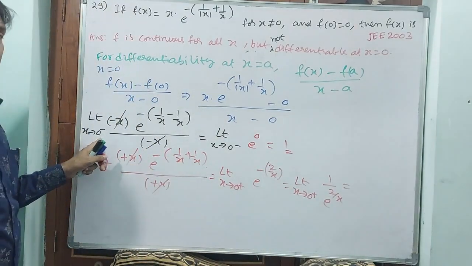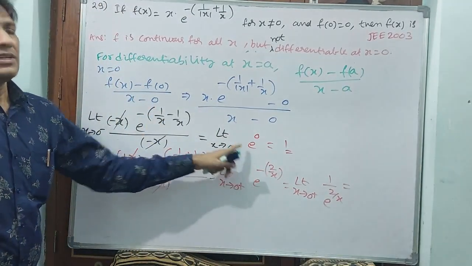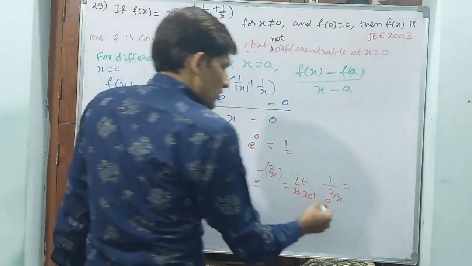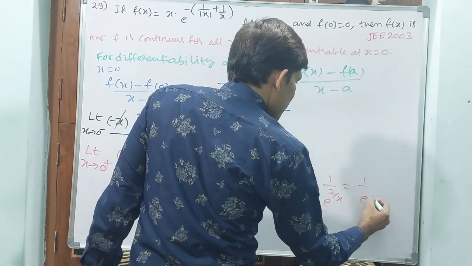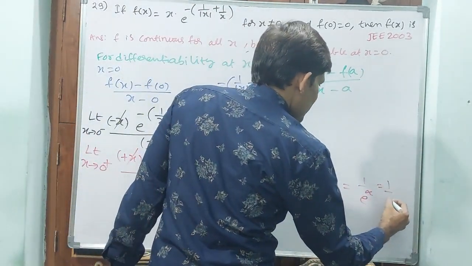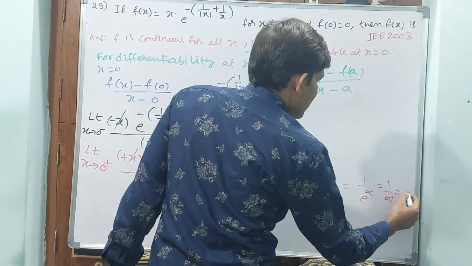Here why you have not applied? Before application a constant has come. That is why we did not apply limit. Okay, directly it has come. Now if you apply, automatically e power infinity. That means e power infinity means infinity, and 1 by infinity means 0.